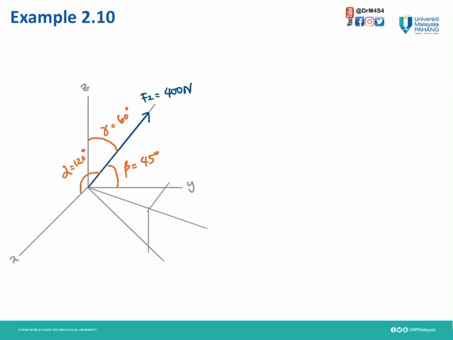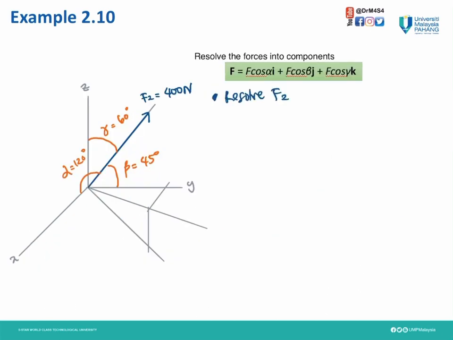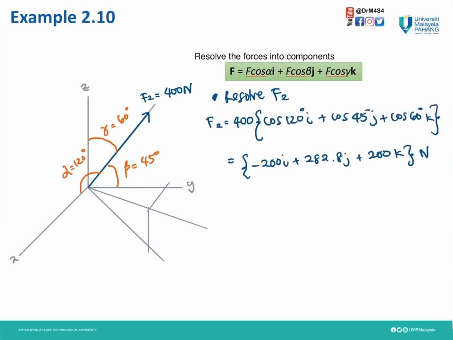Then we need to resolve F2. We know each angle, we know the force, so we can simply write it in this form. We know our force is 400 Newton. We know our alpha is 120. Then our beta is 45, cos 45. Then our gamma is 60. So we get our F2 in 3D terms.